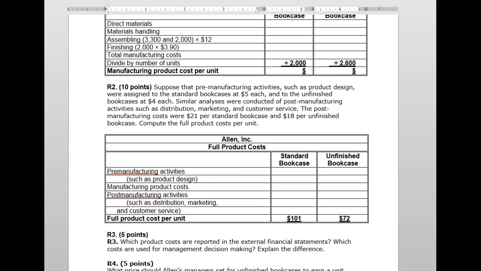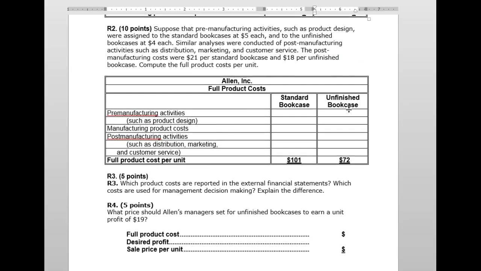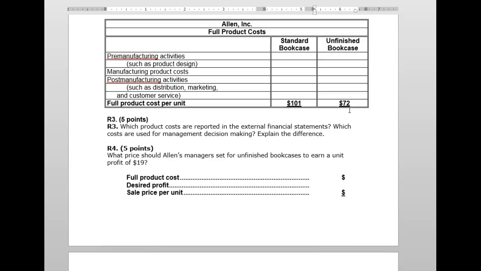And down here, now remember you've got 2 books, okay? Remember there are no finishing costs for this unfinished book up here, okay? So that one's going to be blank. There's no finishing costs. I think you'll have fun with this one.